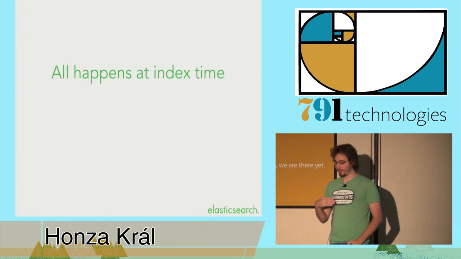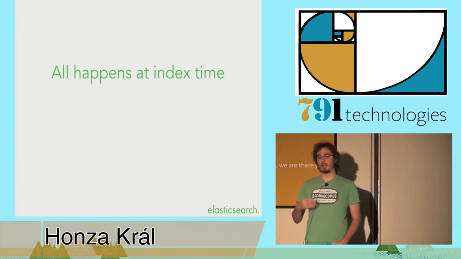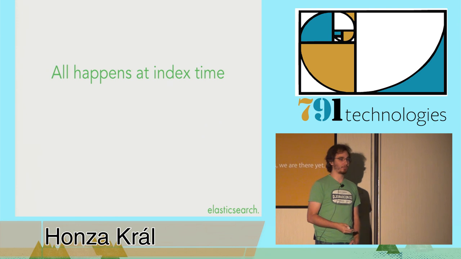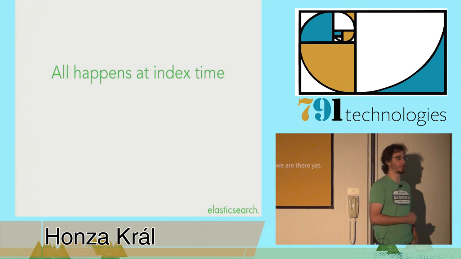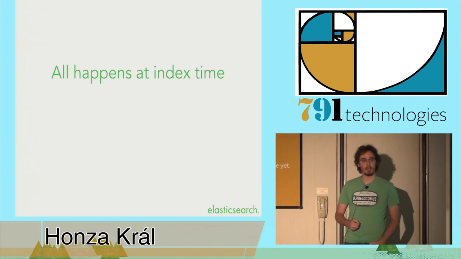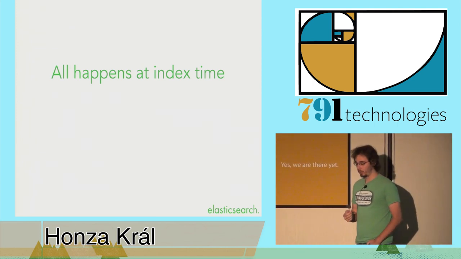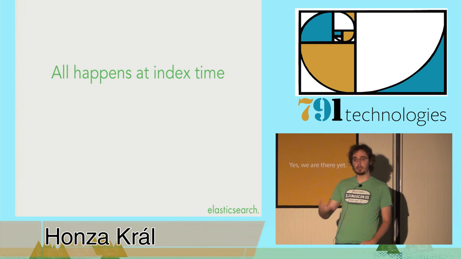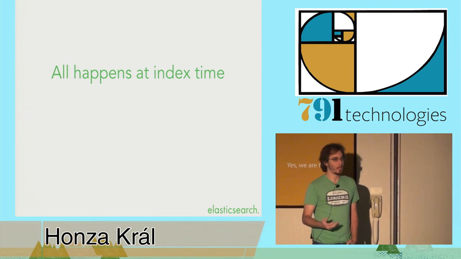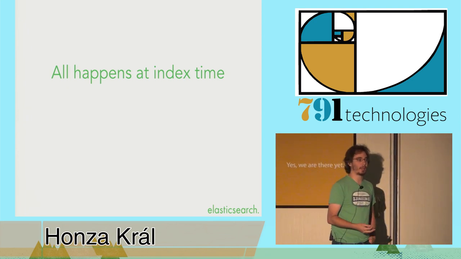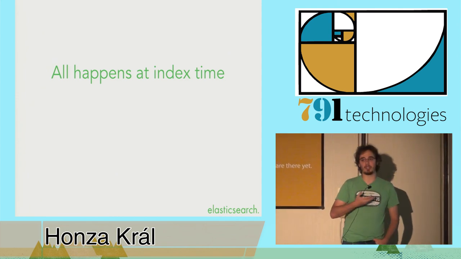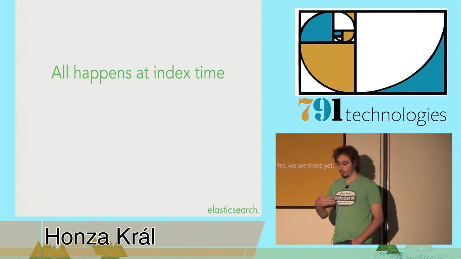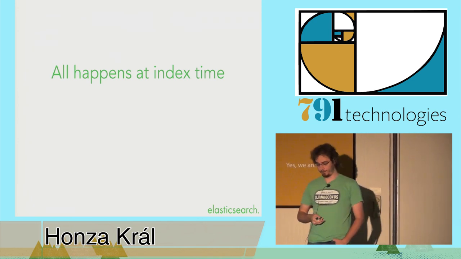So when a document comes in, we apply this analysis process to get the tokens that we will then put into the inverted index. So once you change it, you need to re-index your data. This is the one drawback of search engines. If you change any of this high level configuration, you need to re-index your data.